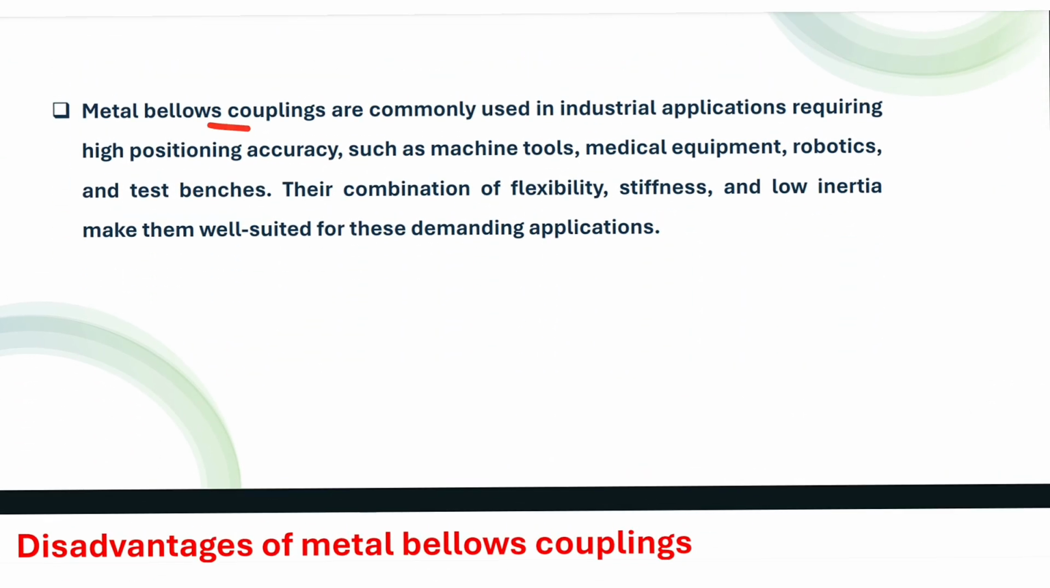Okay, metal bellows couplings are commonly used in industrial applications requiring high positioning accuracy such as machine tools, medical equipment, robotics and test benches. Their combination of flexibility, stiffness and low inertia makes them well suited for demanding applications.